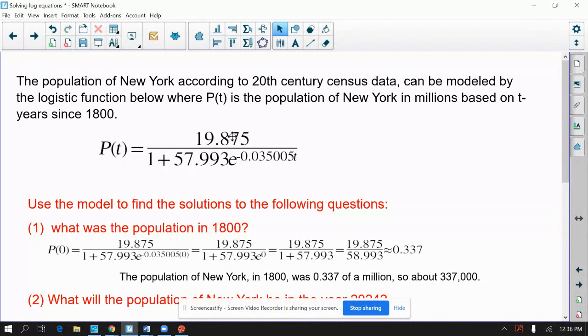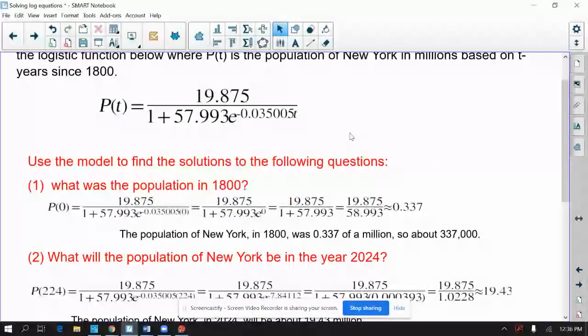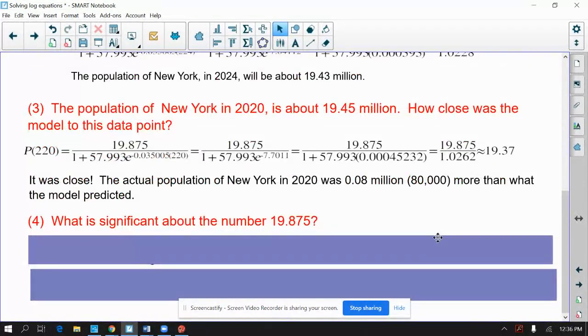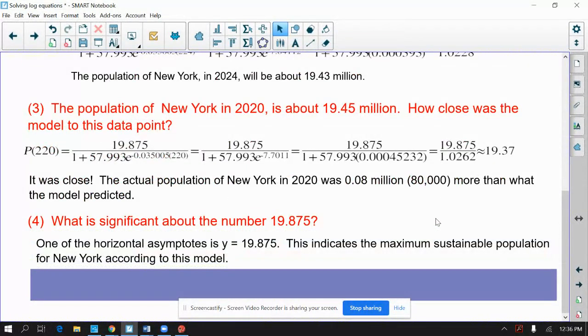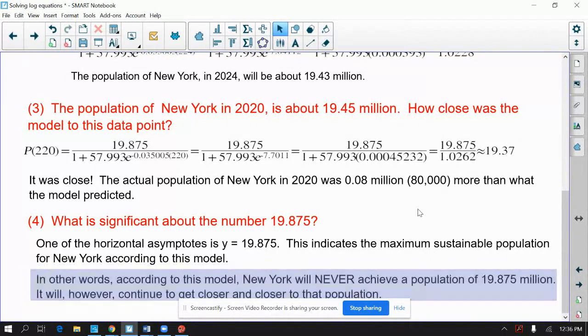So what does this number mean? This means when t gets really large, p will approach this number. That is the horizontal asymptote, one of the two horizontal asymptotes of logistic functions. And according to this model, New York will never get that many people. It'll get closer and closer and closer to 19.875 million, but never reach it.